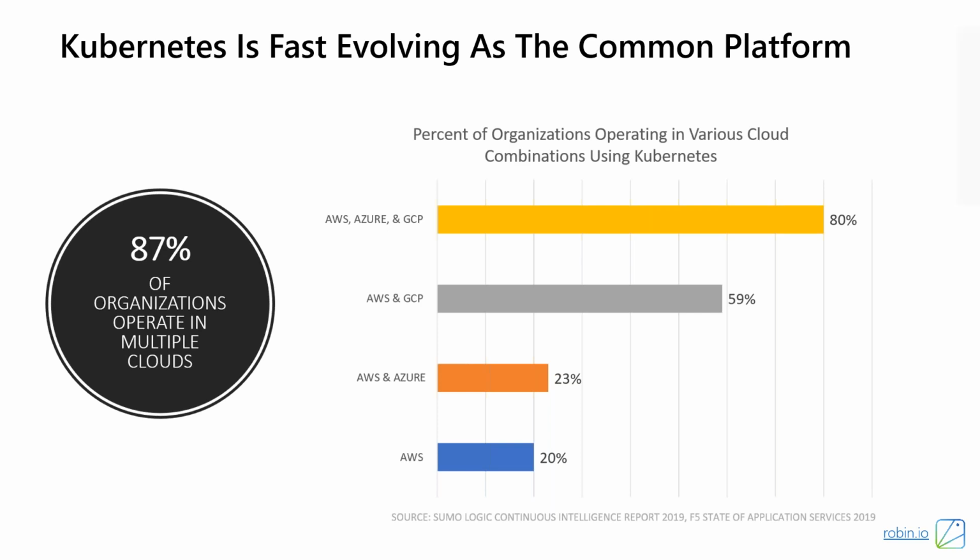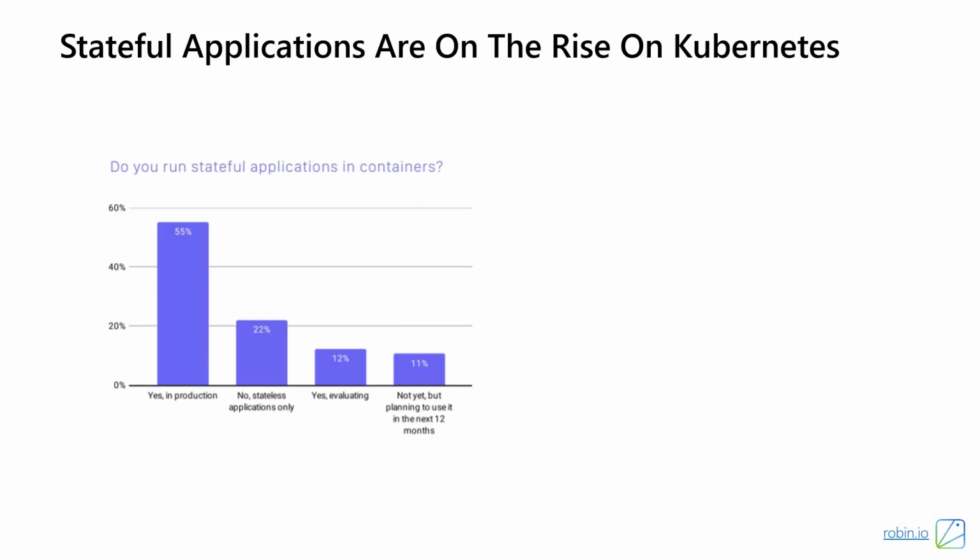But even though Kubernetes was initially developed for stateless applications, according to the recent CNCF survey, 2020 survey of containerization, what we're seeing is stateful applications are on the rise on Kubernetes. Now it's a different ballgame, right? Because, and we'll talk about why it is, but almost 80% of Kubernetes users are either running stateful applications in production, or they're evaluating, or they have plans in the next 12 months to run stateful applications on Kubernetes.